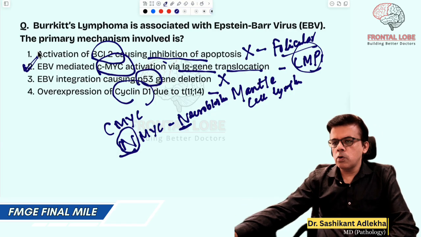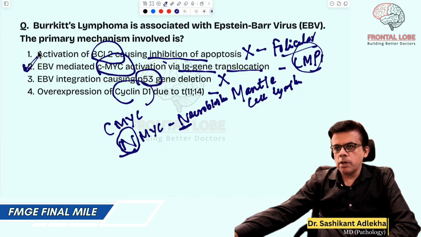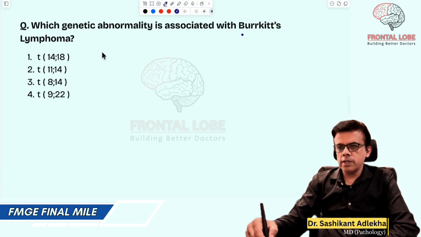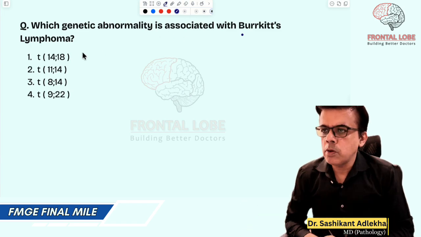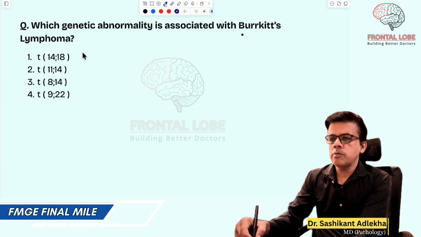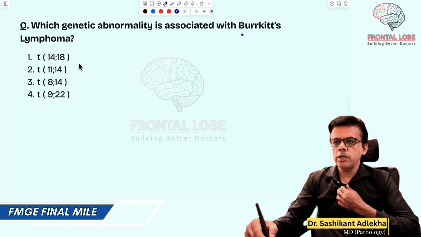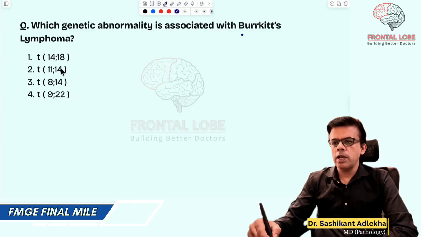So now let's go to the other MCQ. The next MCQ: which genetic abnormality is associated with Burkitt's lymphoma? Another MCQ on Burkitt's lymphoma. So you see that Burkitt's lymphoma is a very high-yield topic. Let's see what the options are. The options are t(14;18) translocation, t(11;14) translocation, t(8;14) translocation, and t(9;22) translocation.